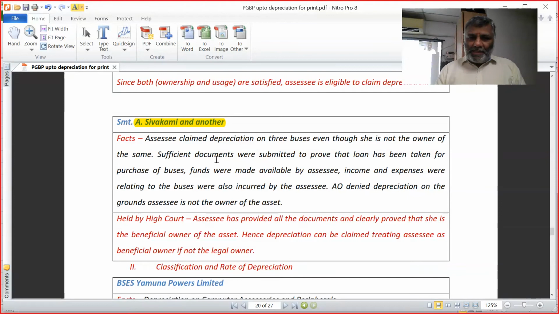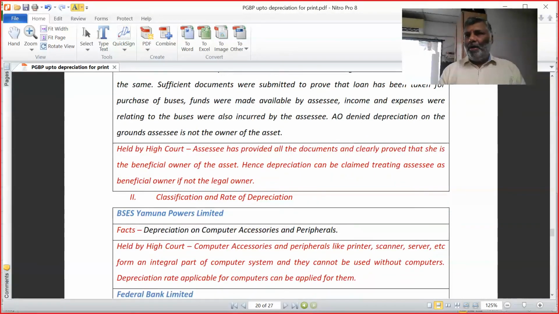Sufficient documents were submitted to prove that loan has been taken for purchase. Funds were made available. Income and expenses were relating to the assessee. Assessee has proved clearly that she is the beneficial owner. Hence, depreciation can be claimed.